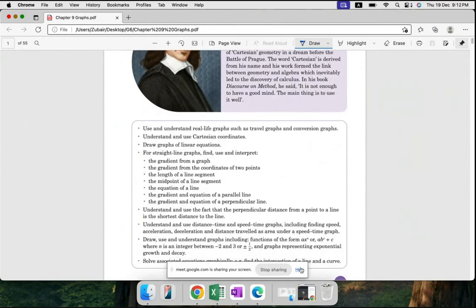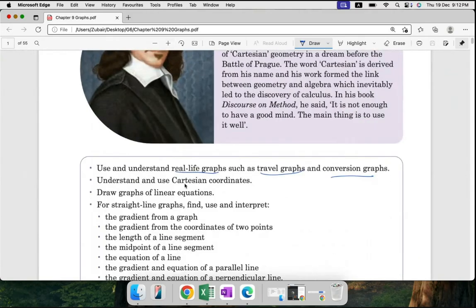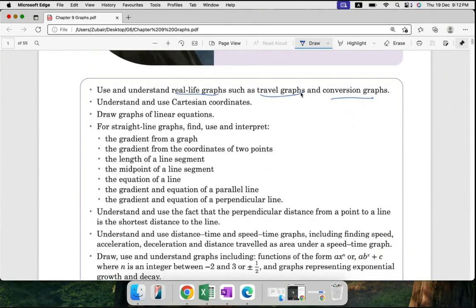So in graphs, what are we looking at? Real life graphs, such as travel graphs, conversion graphs, such as exchange rate or something. Understand and use Cartesian coordinates, XY coordinates, how to plot the points on the graph, draw linear graph equations, straight lines. For straight line graphs, we use and interpret the gradient from the graph.